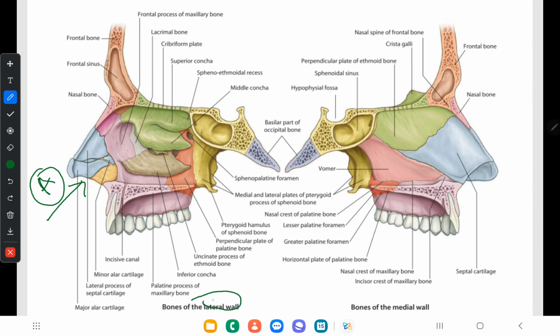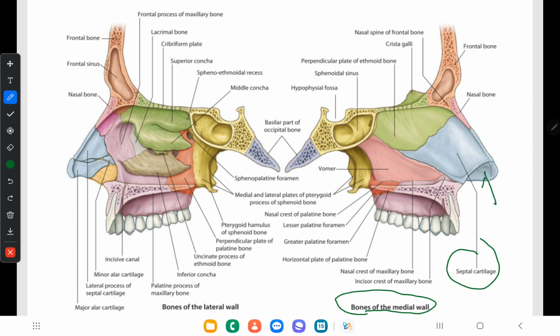This is the lateral wall. Here you can see the lateral wall of the nasal cavity. In this lateral wall, you can see the alar cartilage. These are the alar cartilages. Medially, it is bounded by the septal process of the major alar cartilage. Here you can see the bones of the medial wall of the nasal cavity. This is the septal cartilage. You can see this part is the vestibule. So you can see medially in the nasal vestibule there is the septal process of the major alar cartilage.